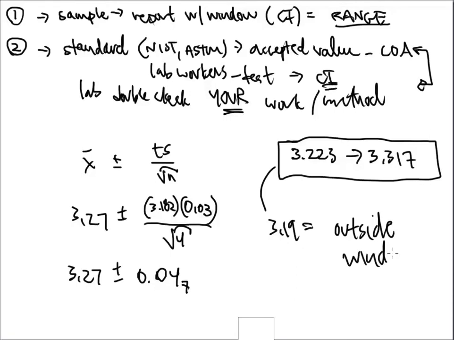And because it falls outside of the window, your answers are incorrect. We cannot report these numbers. It doesn't include the accepted value. So that means until we find something that is wrong, until we find the piece that's throwing the numbers off, we cannot use this method because it is not reliable. And this is another way that a laboratory will use something like a confidence interval when they report their data.